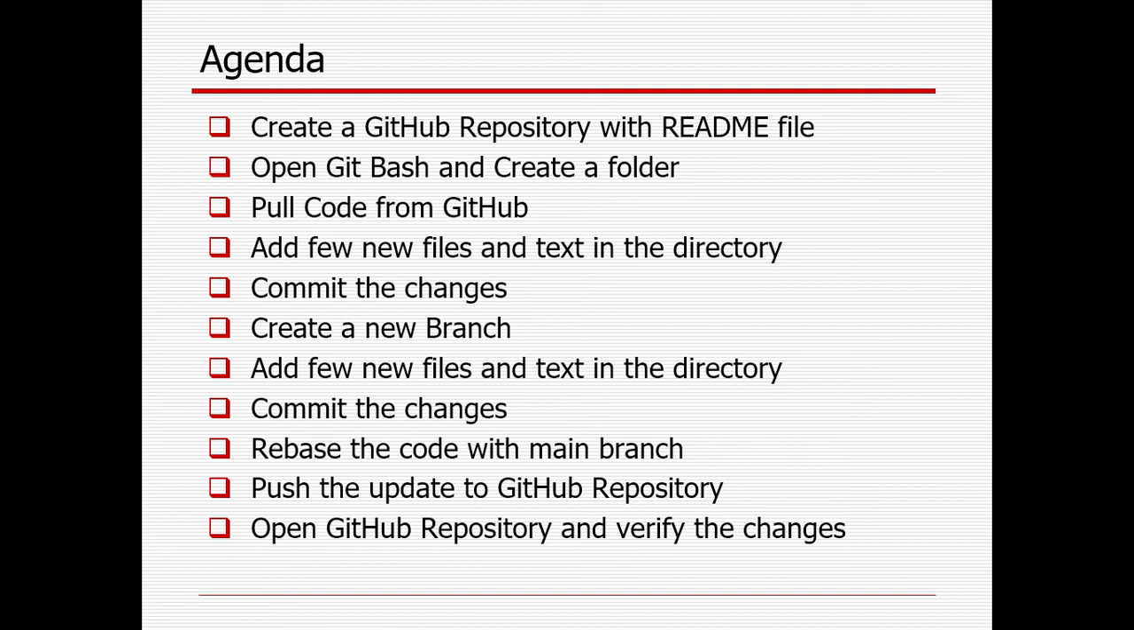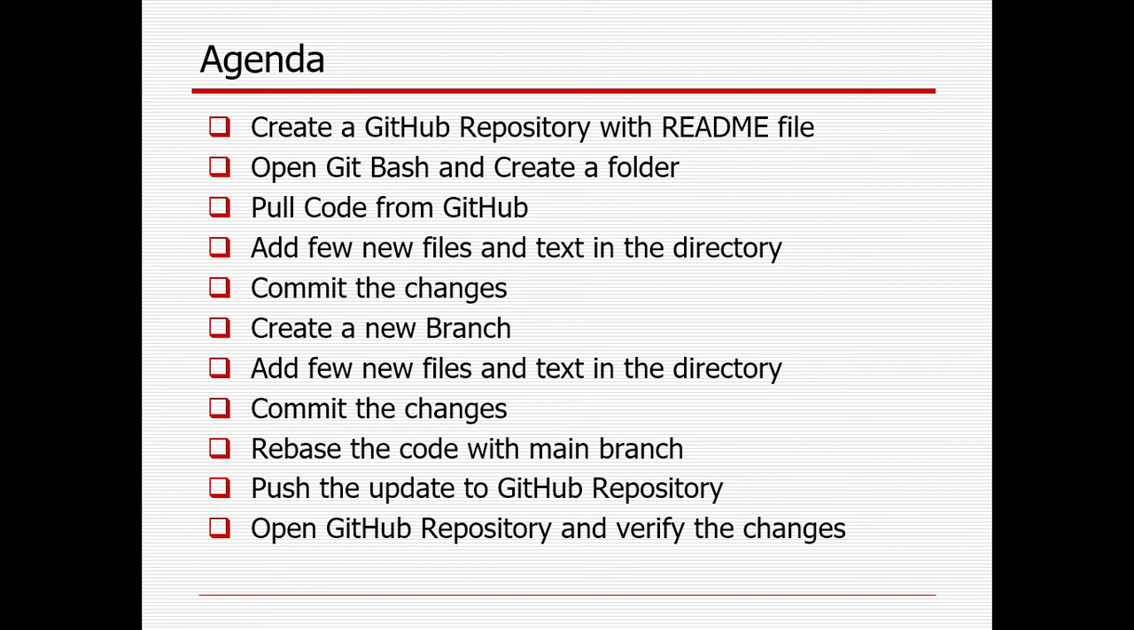Once the commit is made in the new branch, then how you can rebase the code with the main branch. Then how you can push the update to the GitHub repository from where you originally pulled your code, right? And how you can verify the changes.